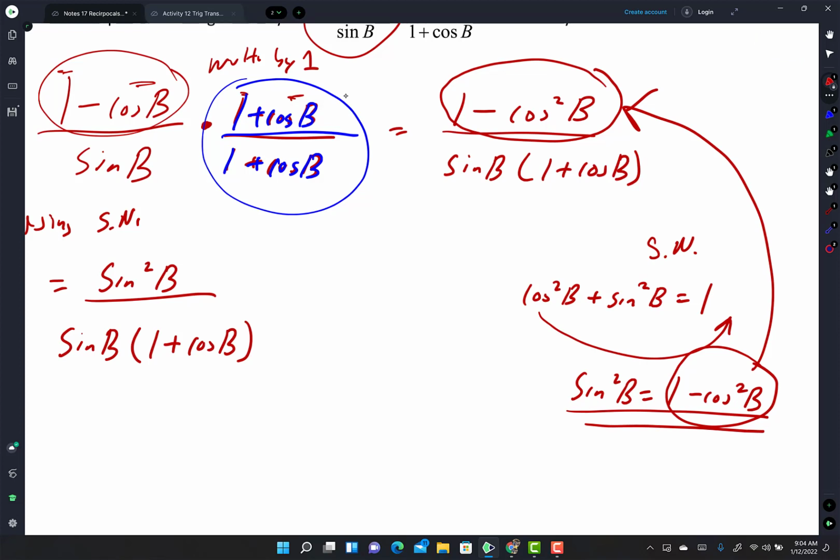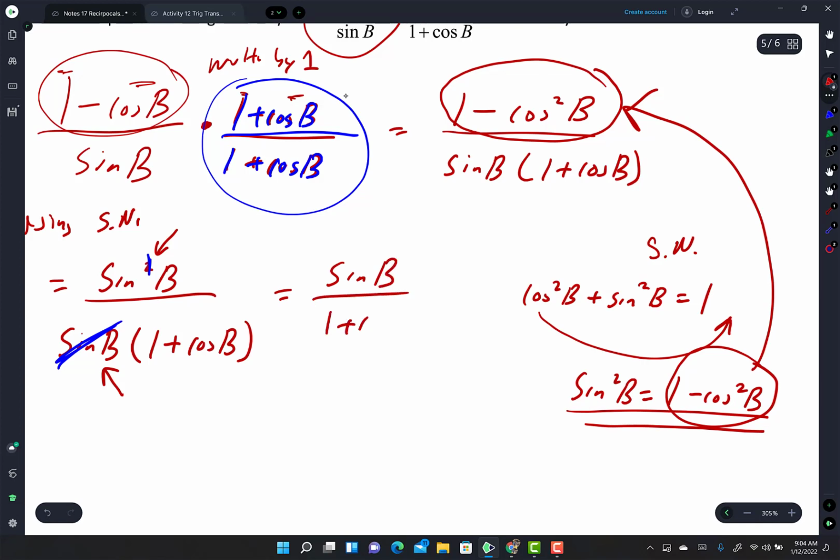Notice we're really close to the answer. I have a sine squared in the numerator, and I have a sine b in the bottom. Can I cancel those out? Yeah, you can. And then you're left with what? Is that what we wanted? Sine b over 1 plus cosine b. And there it is, guys.